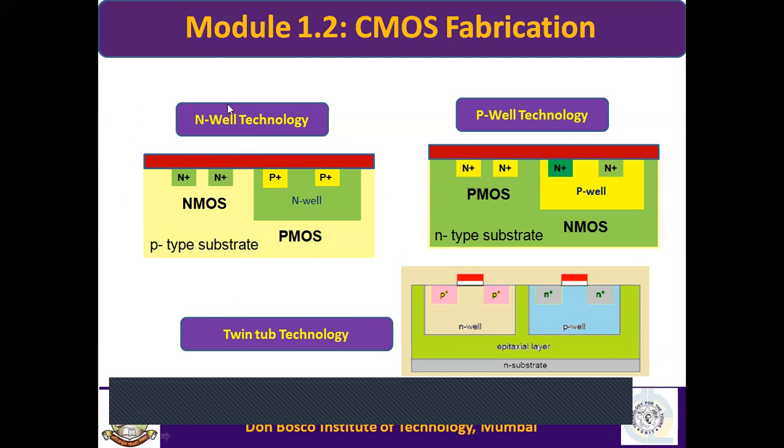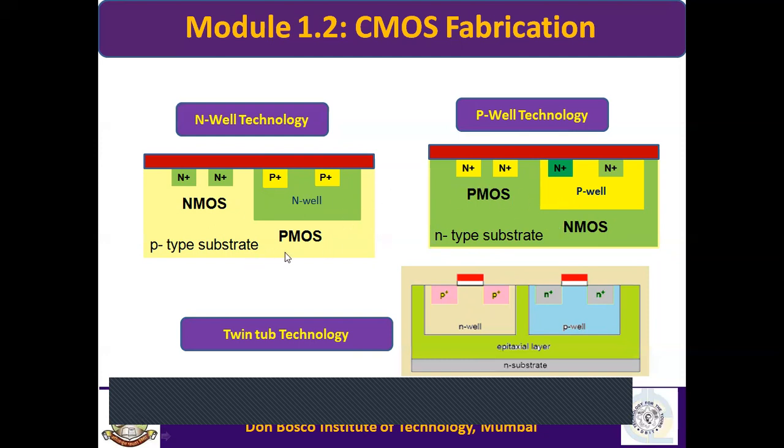P-well technology is different. So what is different in P-well technology? An N-type substrate is there. We start with the N-type substrate, and in the N-type substrate, we create a P-well. In the P-well, we create the N-type transistor, the N plus transistor or NMOS transistor. And in the N-type substrate, we fabricate the PMOS transistor. So these are exactly opposite to each other.